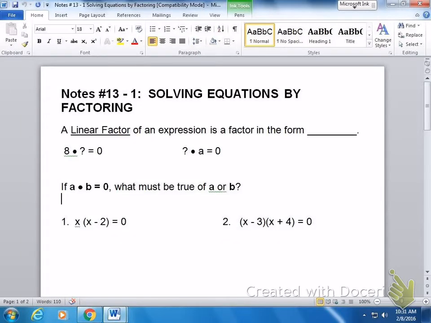All right, guys, so today we're solving equations by factoring. What we've been doing is just factoring. Today we're just going to finish it up and actually get the solutions to those equations. The first thing we need to look at is what a linear factor is.